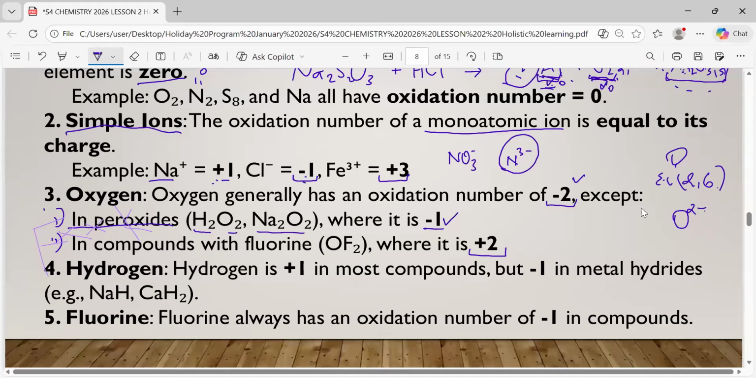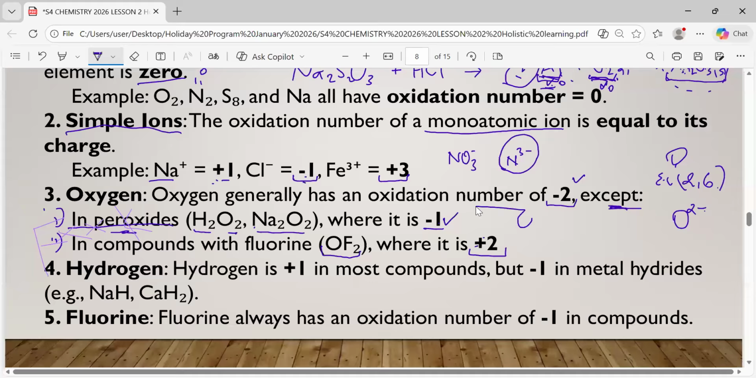But they are giving us exceptions: if oxygen is combined in a peroxide, then its oxidation number changes to -1. If it is in compounds of fluorine, the oxidation number becomes +2. Why? Because we can get it by calculating. If we calculate the oxidation number of oxygen in such a compound, you will find that it is +2. If you calculate the oxidation number of oxygen in hydrogen peroxide, it will end up being -1. But those are exceptions.